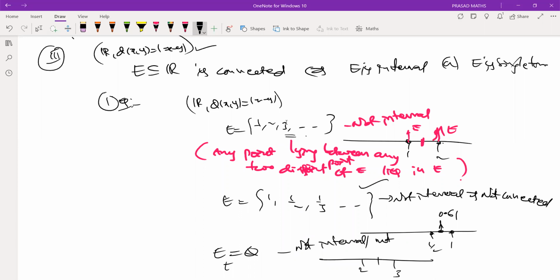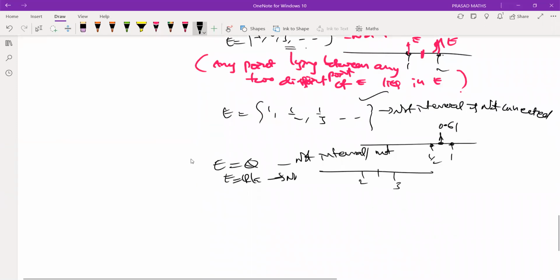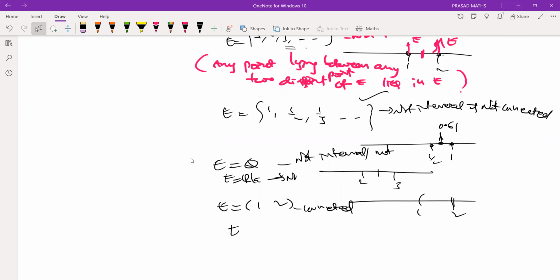Right? If you take E equals the irrationals, is it connected? The answer is no, because it's not an interval. Suppose you take E equals the open interval (1, 2). Is it connected? The answer is yes, because it's an interval. It is always connected. Suppose you take E equals the ray from 1 to infinity, a right ray. Is it connected? Yes, because it's an interval. Suppose it's a left ray. Is it connected? Answer yes, because it's an interval.